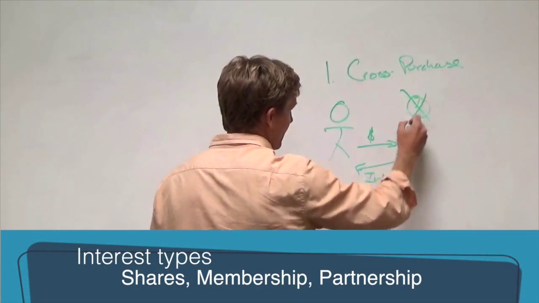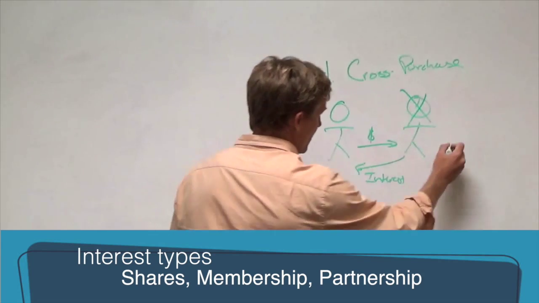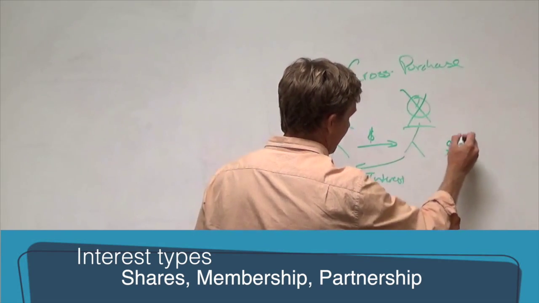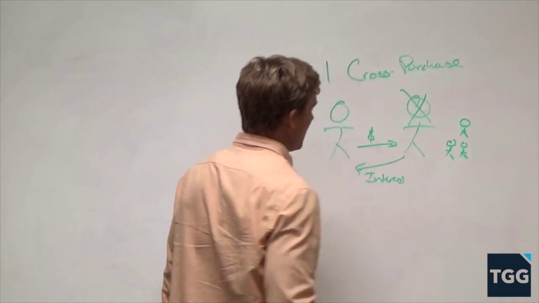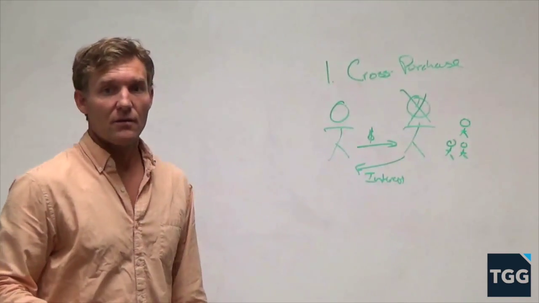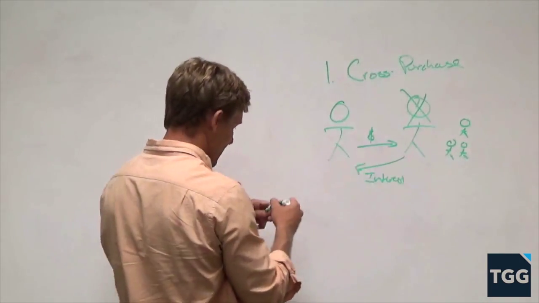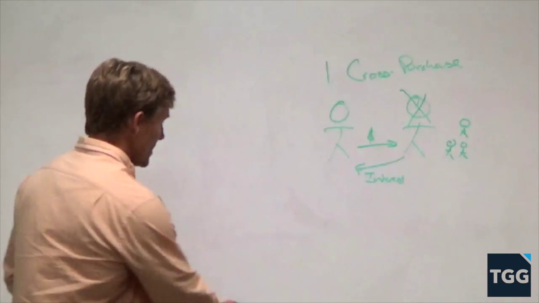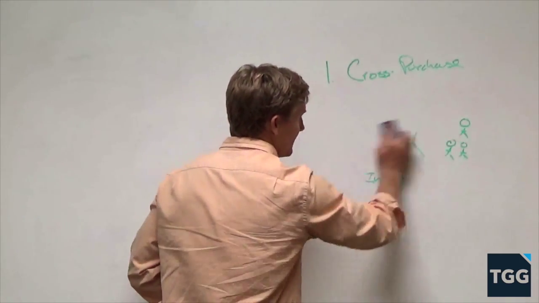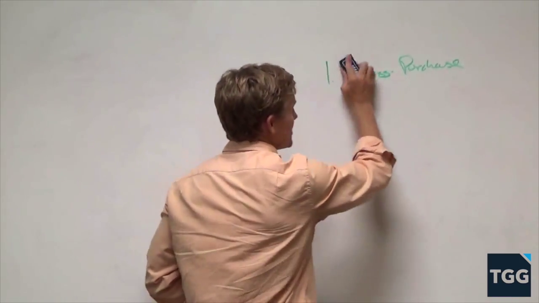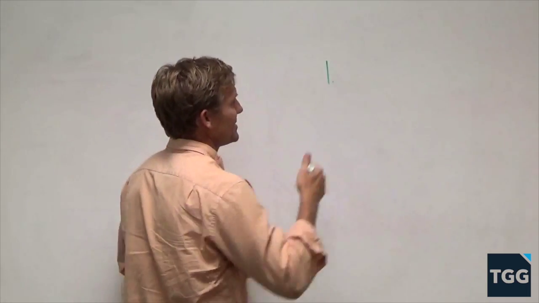If you die, I buy your interests from your family, and they give me the shares. Very simple cross-purchase buy-sell. It's a cross-purchase because clearly it's going two directions. The other way that this could be done, rather than a cross-purchase, is something called an entity buy-sell.